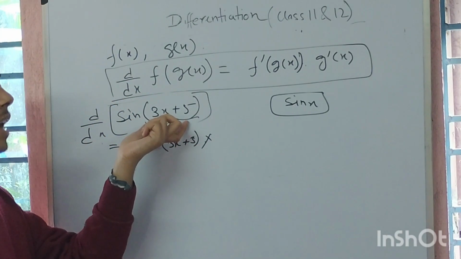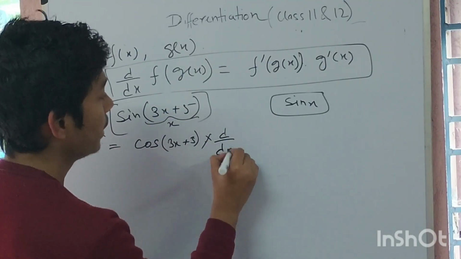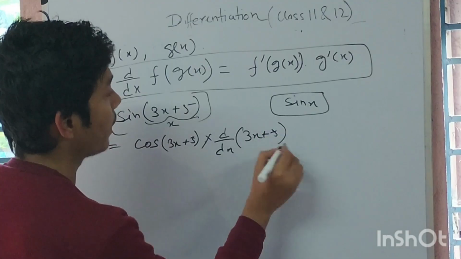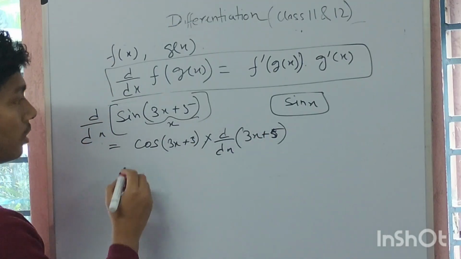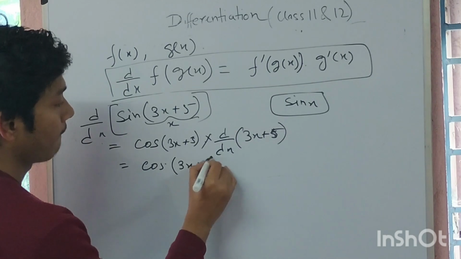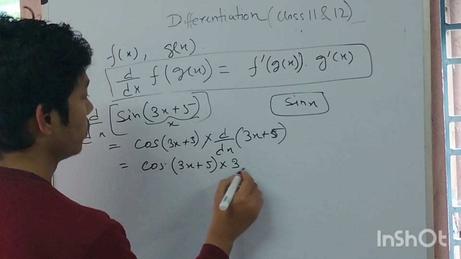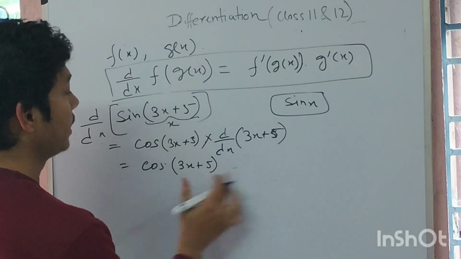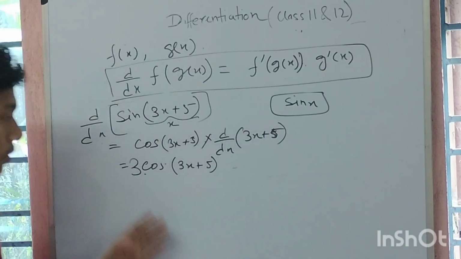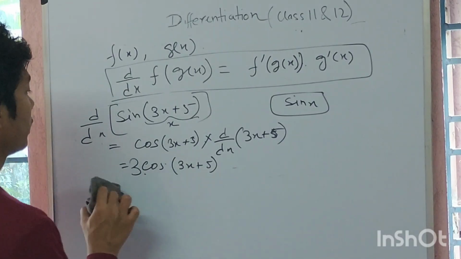This thing you have assumed as x. So now take the derivative of this thing. It is d by dx of 3x plus 5, and multiply it with this one. Into what is the derivative of it? Its derivative is 3. So I can take this 3 forward and it will be like this. Okay, I think you all have understood.